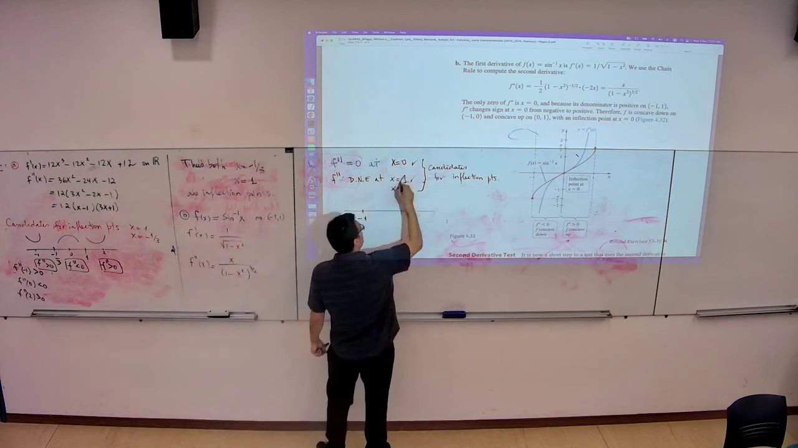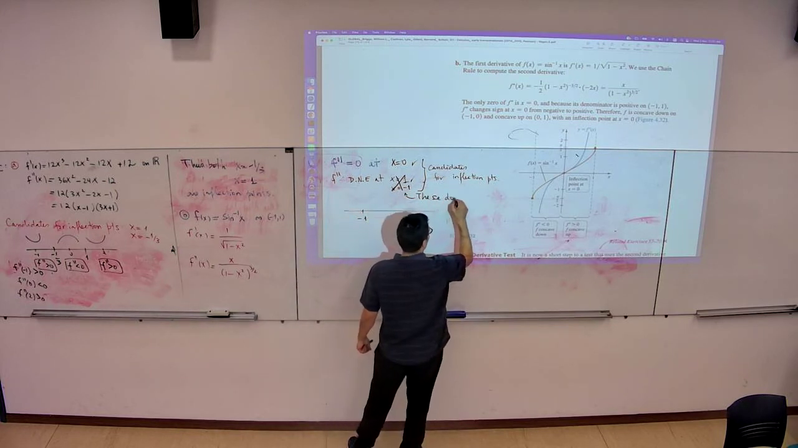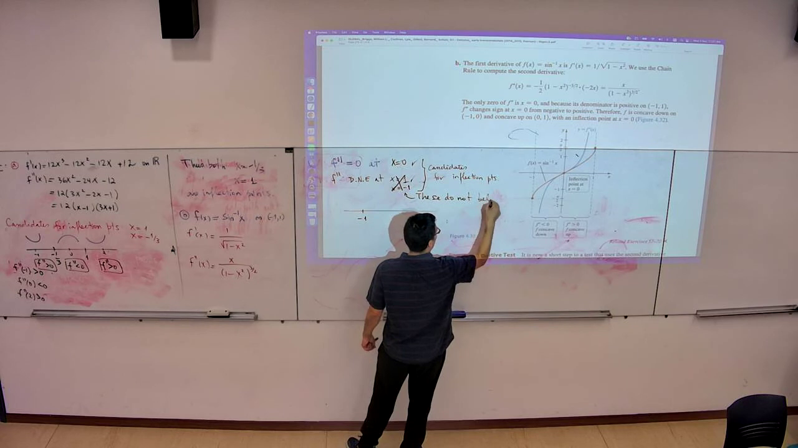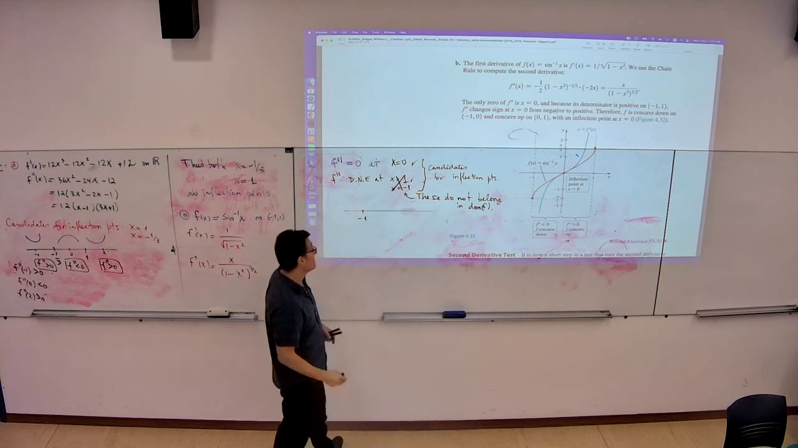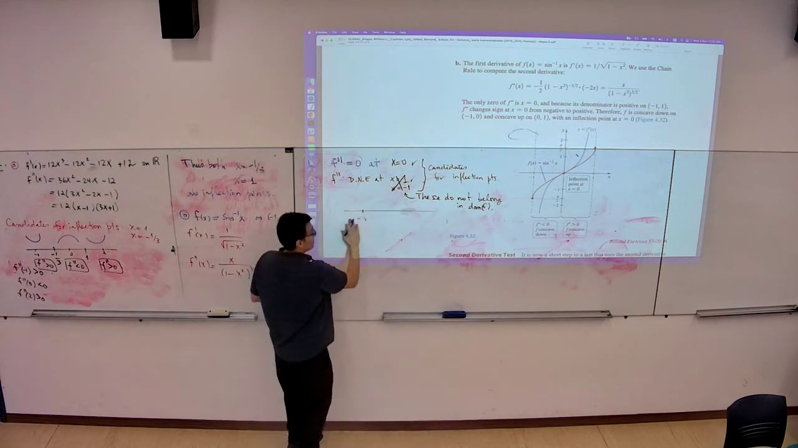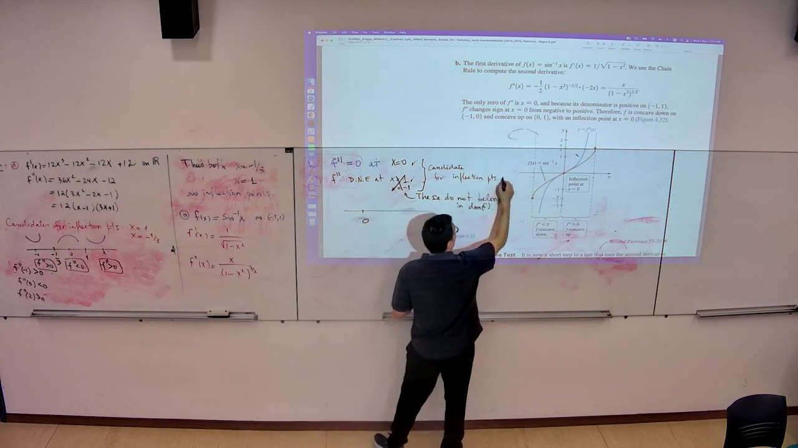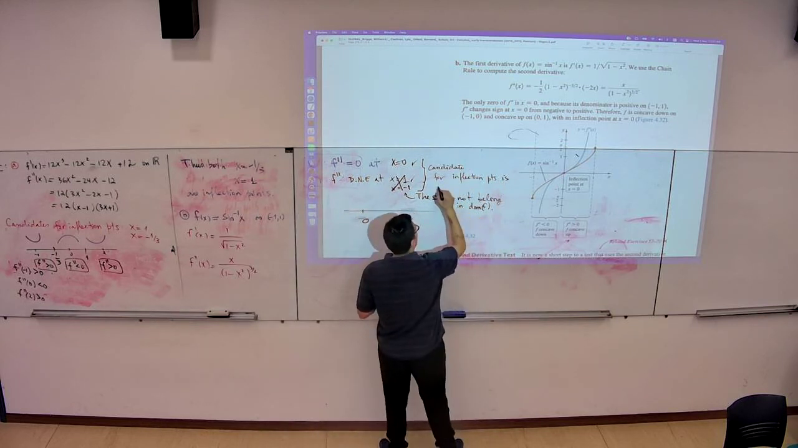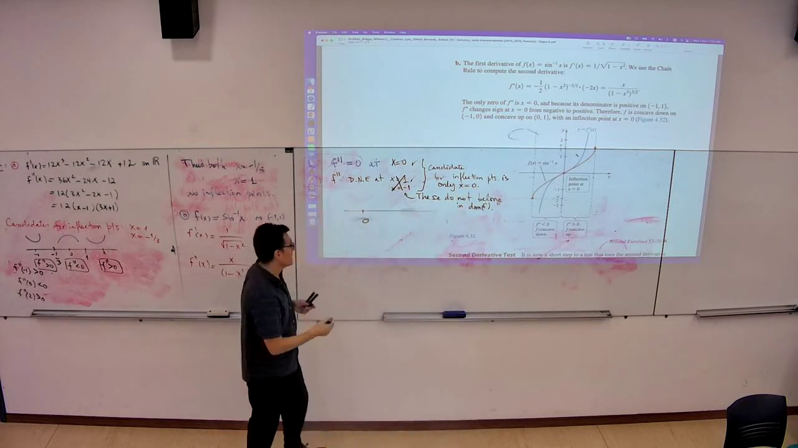So these do not belong in the domain of our function f. So out, kick them out, okay? So we only have one inflection point. Candidate for inflection point is only x equals 0. Nothing else.